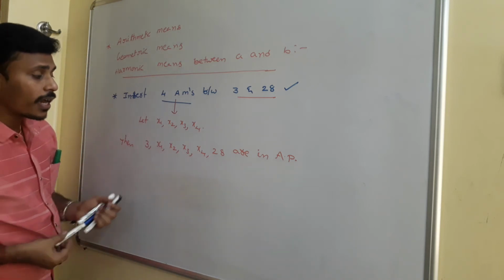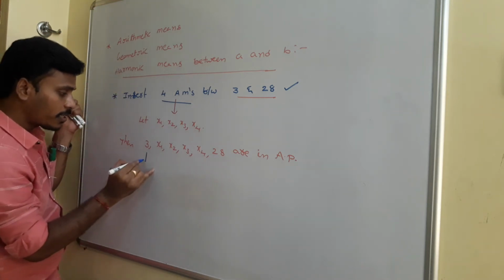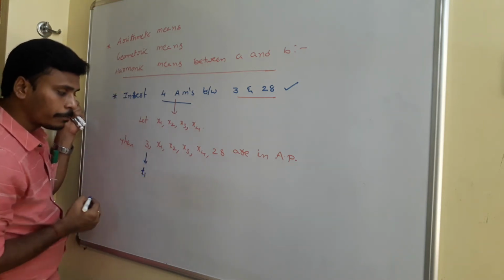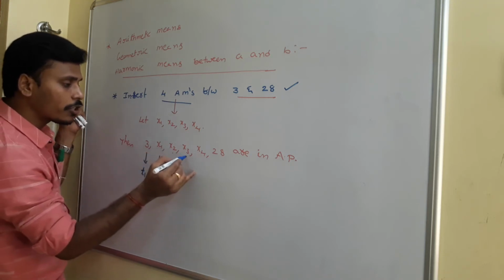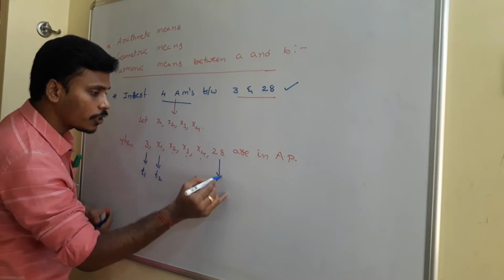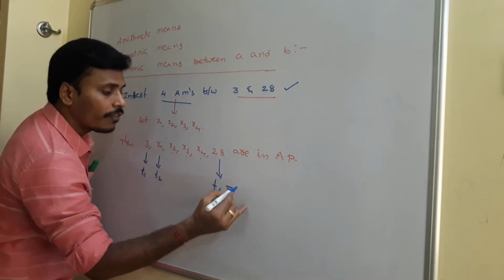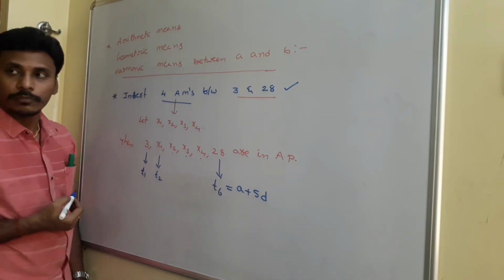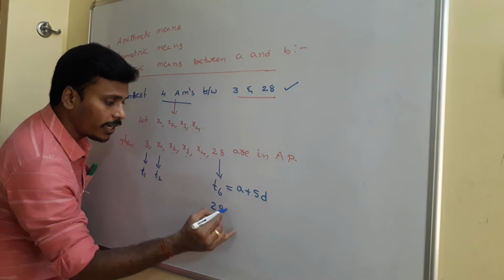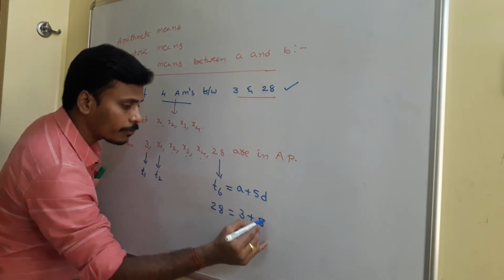Since they are forming an arithmetic progression, look at this. For this arithmetic progression, 3 is the first term, x1 is the second term, then the third term, fourth term, fifth term, and this is the sixth term. Since this is the sixth term, we may write it as a plus 5d. So T6 is 28, which equals a, the first number 3, plus 5 times d.